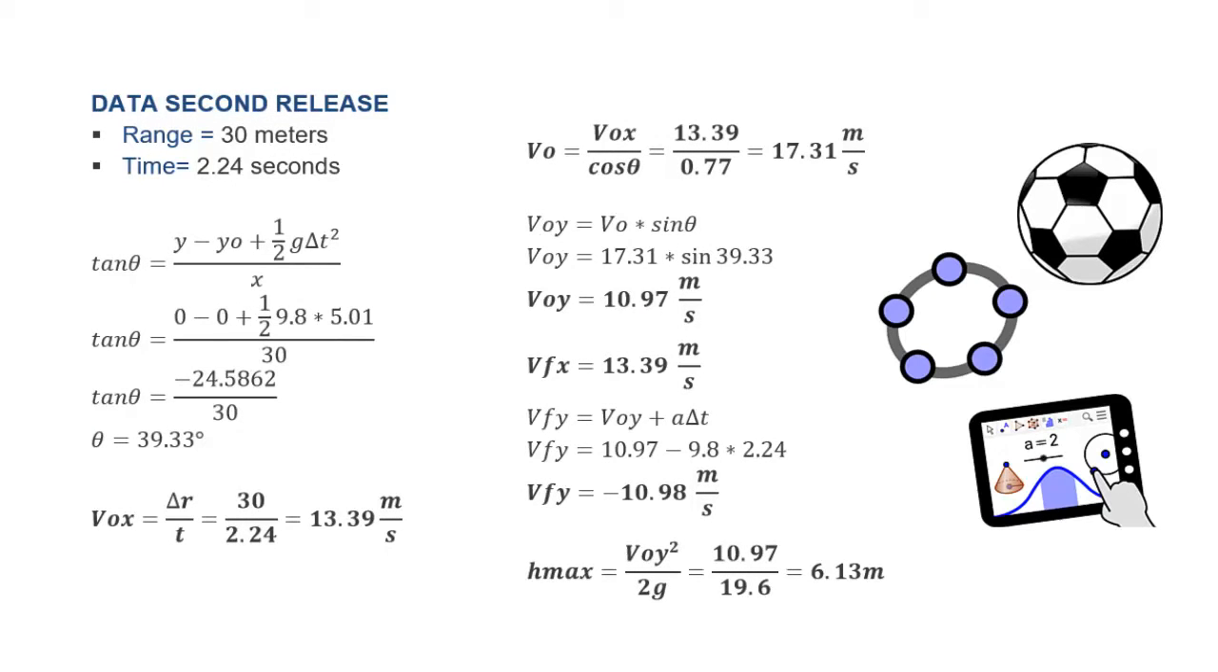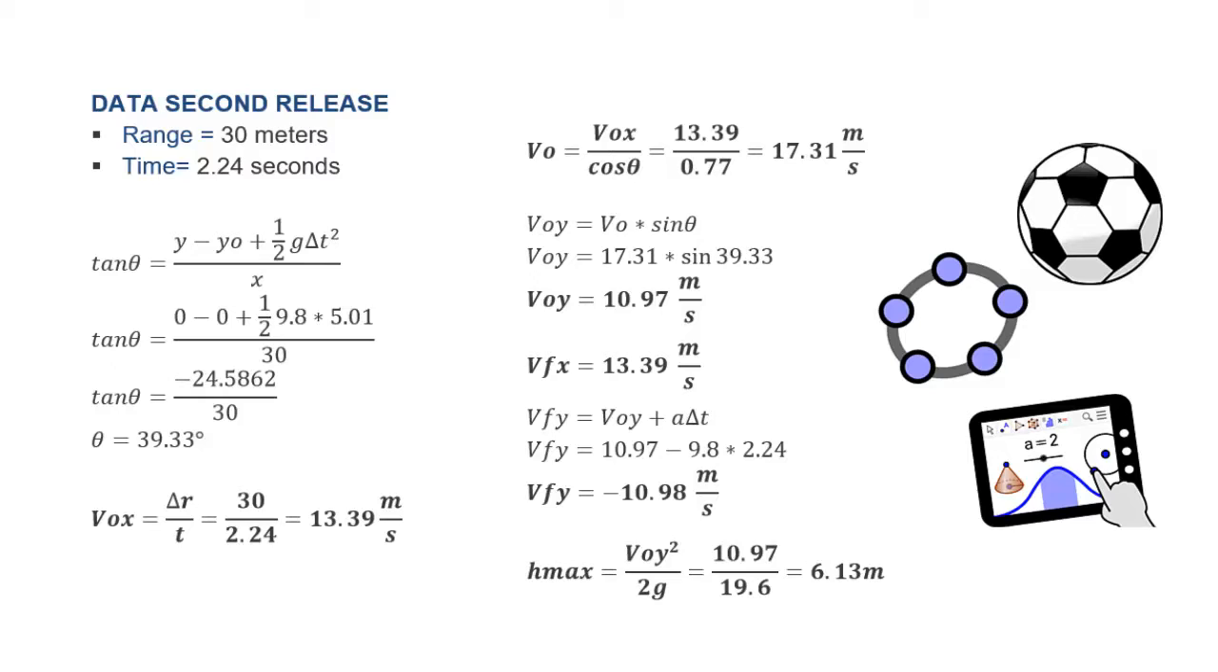Let's start with data from the second release in English. It's ranging 30 meters and the time is 2.24 seconds. With this, we calculate the angle and we got 39.33 degrees. Then we got the initial velocity in x-axis, that is 13.39 meters per second. We cleared that equation to get initial velocity. In our case, we got 17.31 meters per second.